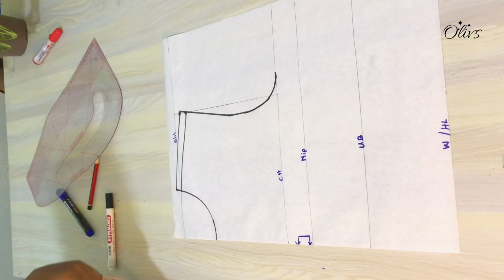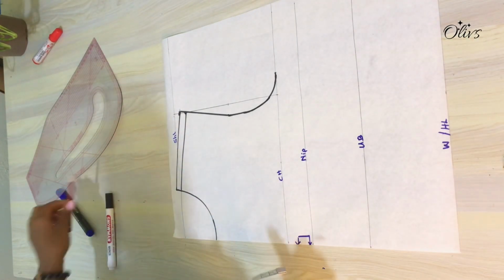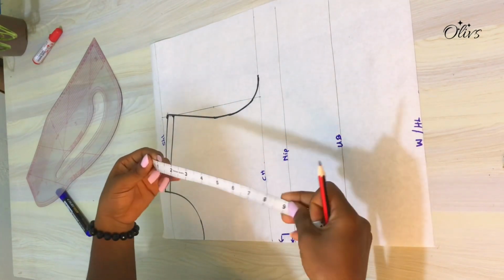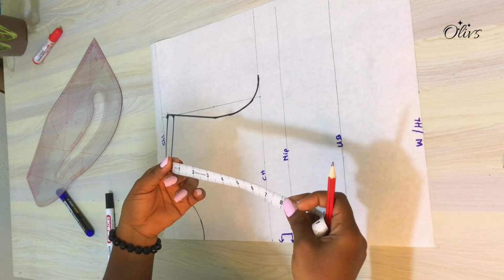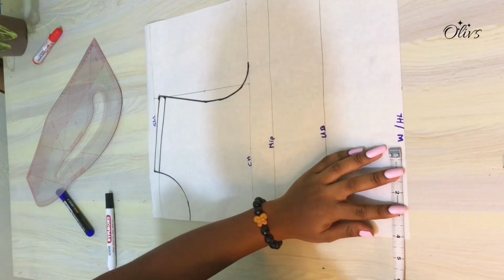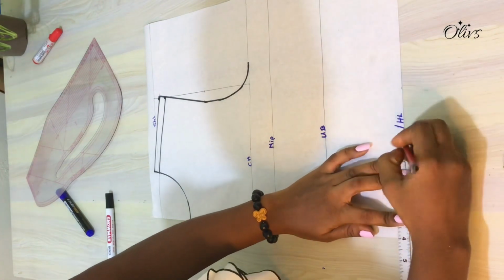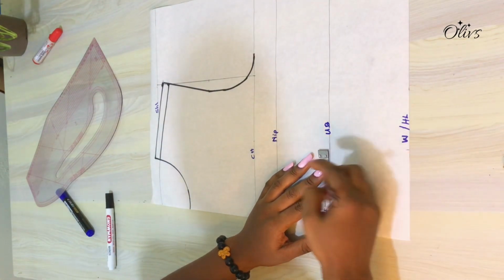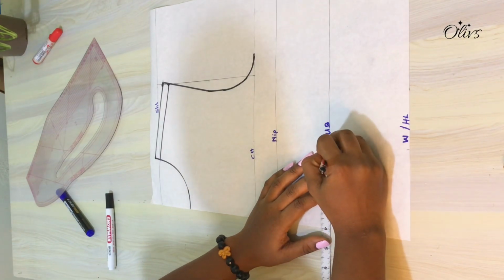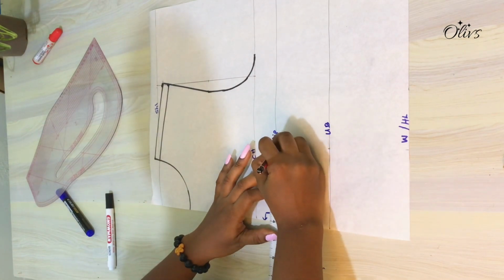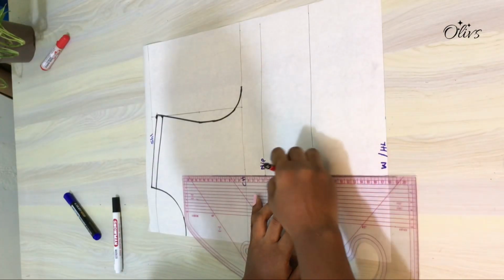Divide your nipple to nipple into 2. What I'm working with is 8 inches, so I'm going to divide that into 2, which is 4 inches. Now place this from the center of your paper like this. Mark it on the waistline, the underbust, and also the nipple line. So connect this with a straight line.